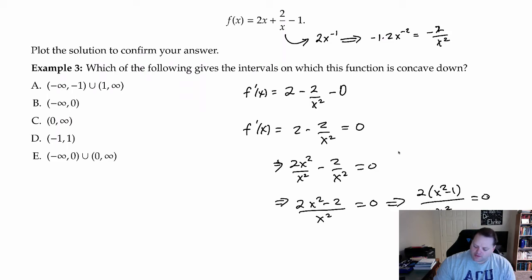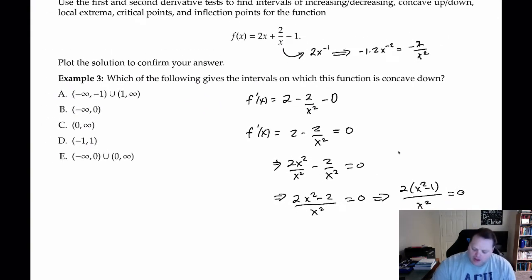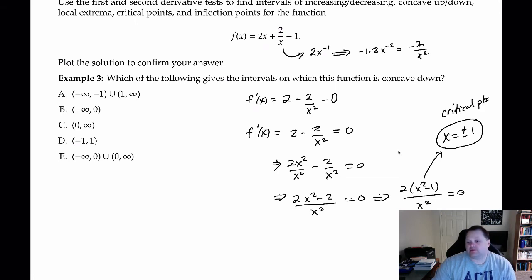A couple of things I want you to notice here. I want you to notice that x equal to plus and minus 1 are critical points. Okay? That is fine. 0 is not a critical point because the original function is undefined at 0 and the derivative is still undefined at 0. However, 0 is an asymptote. So if you look at the original function, x equal to 0 is a vertical asymptote.